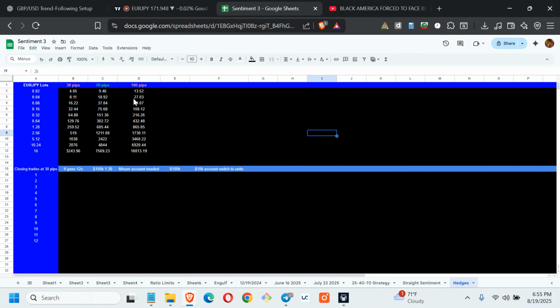Now look at the other side. Let's say this one lost and the other one won. You only made 13 minus 18. Yeah, you made money, but it's not a lot. In order to get a lot, you're going to have to be all the way down here.